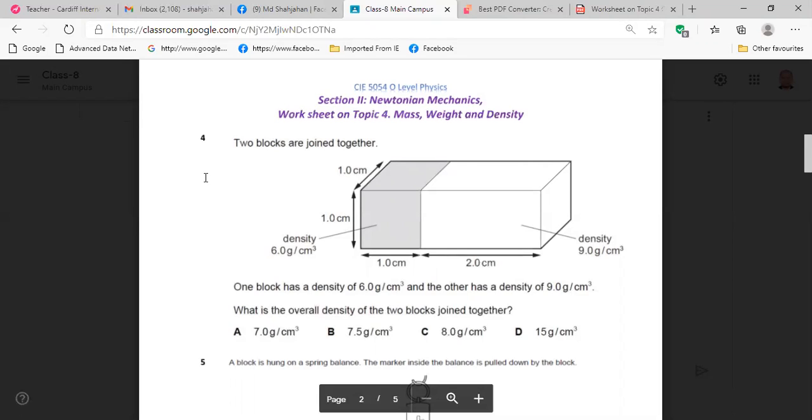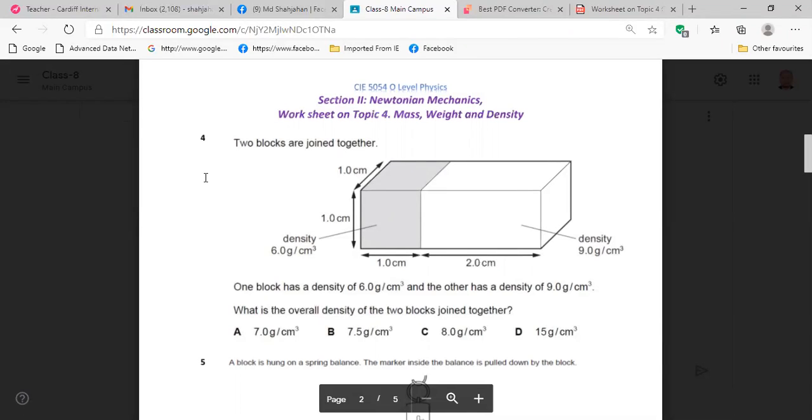So you got the answer, everyone? Yes, sir. What is the overall mass of the object? What is the overall density? Sir, the mass is 24. I got 24 gram for the mass. Anmol got 24 for the mass. Can you explain?